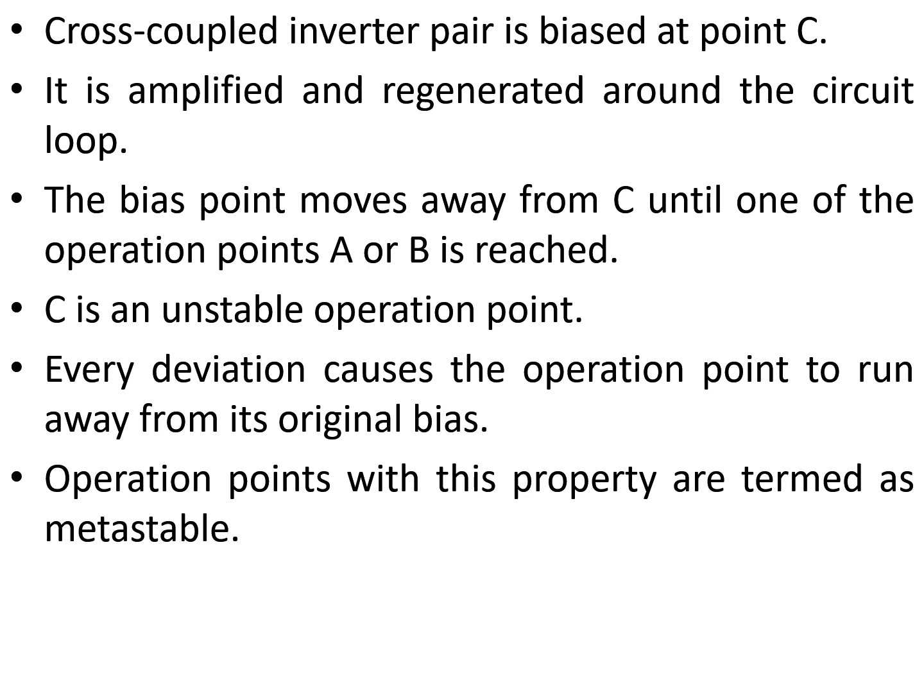It is amplified and regenerated around the circuit loop, and this bias point moves away from C until one of the other operating points, A or B, is reached. C is an unstable operation point. Every deviation crosses the operation point and runs away from its original bias, and operation points with this property are termed metastable.